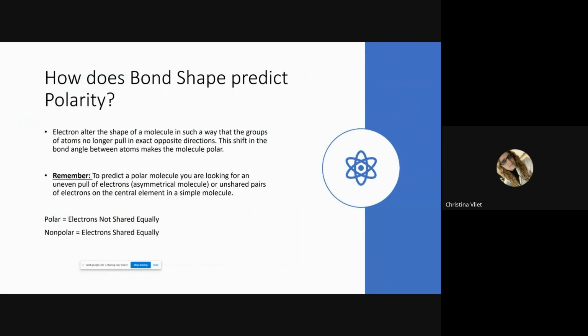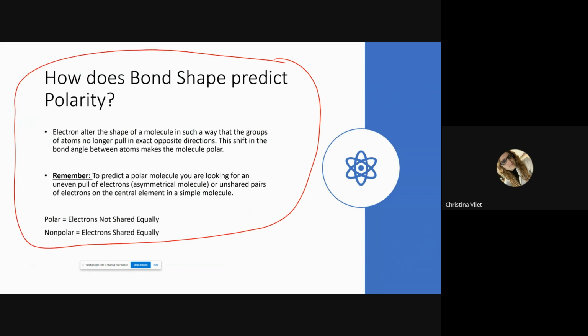How does bond shape predict polarity? You should write this down even though it's from a prior lesson, because these are the predictions you're going to need to make. So when you have pairs of electrons, to be clear, pairs of electrons alter the shape of a molecule in such a way that the groups of atoms do not pull in opposite directions anymore.